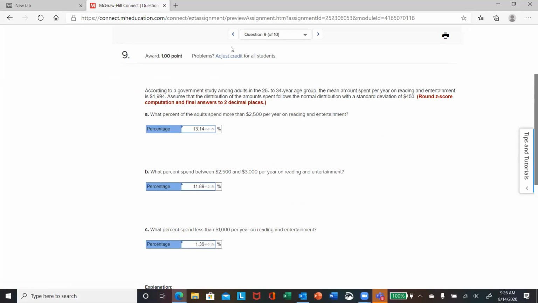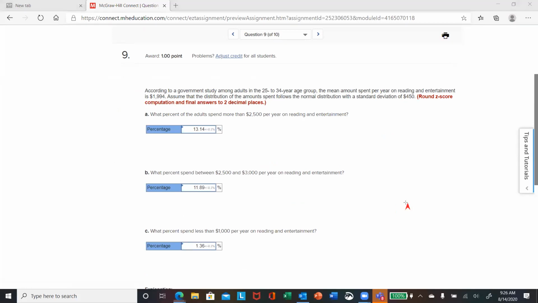All right, number 9. So notice again, they give us the mean amount spent per year on reading and entertainment is 1994, and the standard deviation is 450. It's normally distributed. So again, I'd map that out. I guess I write this every time just to remind you, because sometimes they throw so many different numbers at you, it's easy to forget. So the mu in this problem is going to be 1994, and sigma is going to be 450.